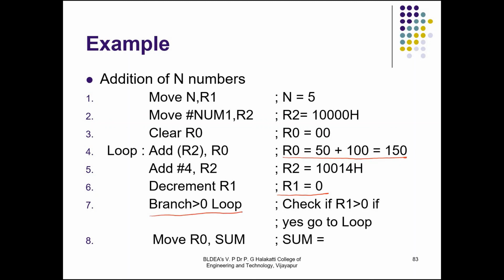Is 0 greater than 0? No. Sorry, it is greater than 0. It will say no. So it will come out of the loop. And once it comes out of the loop, it will see the next instruction. What is the next instruction? It is move R0, sum. So the sum, which is 150, it will be stored in the memory location called sum.